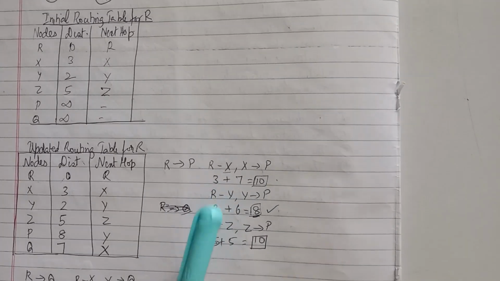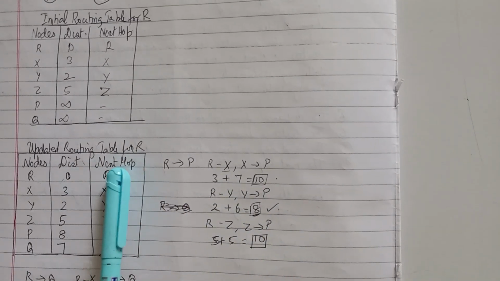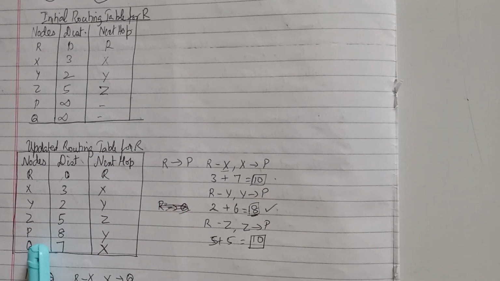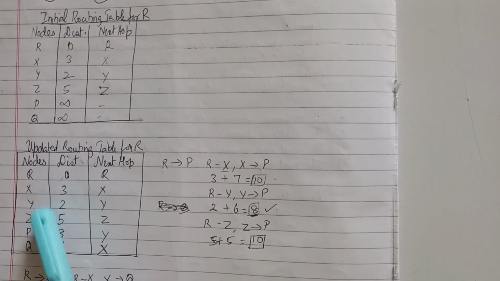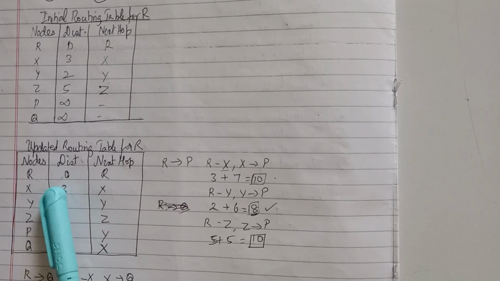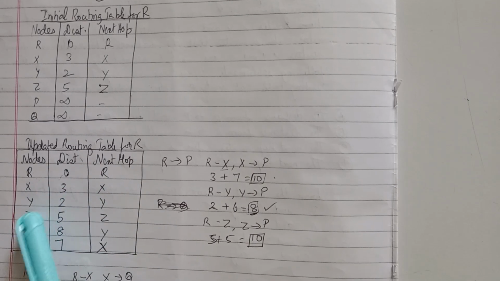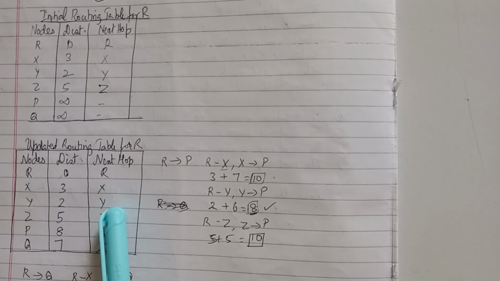Next we write the updated routing table. Updated routing table means we have to update the distances of P and Q through the neighbors X, Y and Z. So the table remains the same for R, X, Y, Z: the distances and the next stop remain the same.